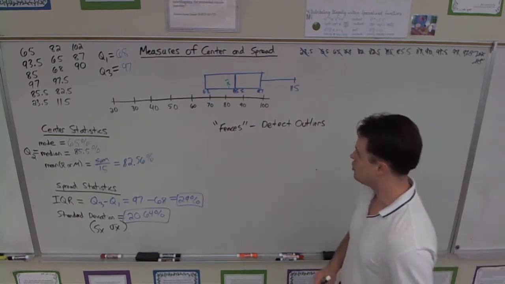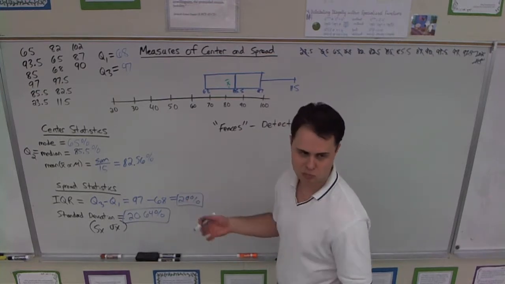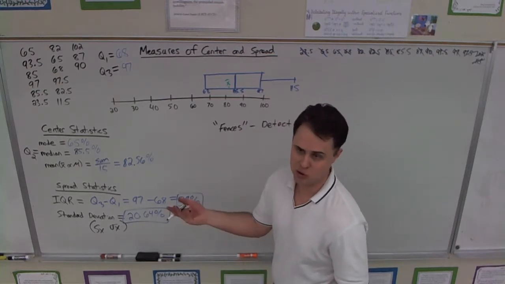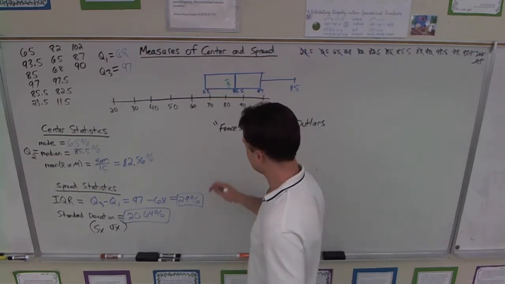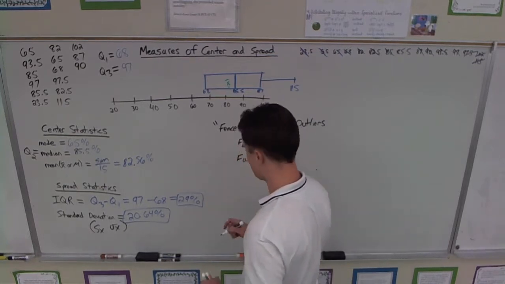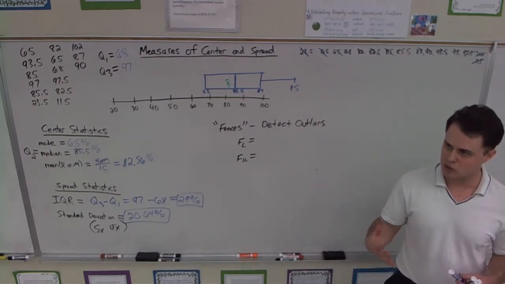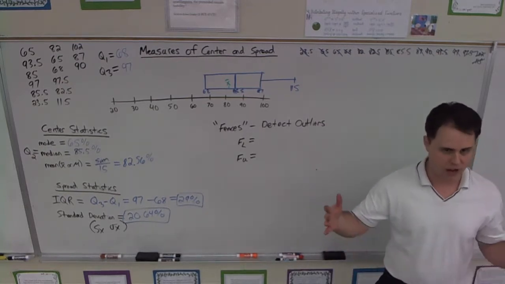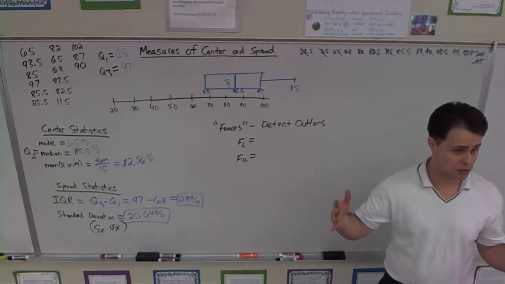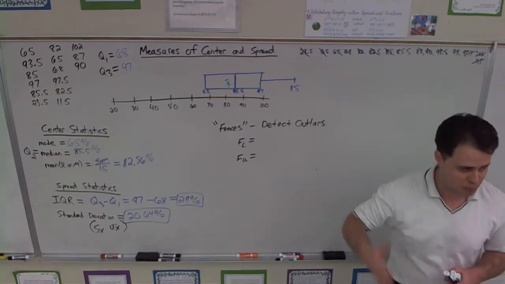So the fences method is to create two different fences, and if a piece of data is outside the fences, it's out of bounds, and we call it really unusual. So we'll have the lower fence and we'll have the upper fence. You create them pretty much with the same idea. You have a starting place, and then you go a certain amount out using one of your spread statistics, and that's where you end up. That's where the fence gets plopped into the ground.